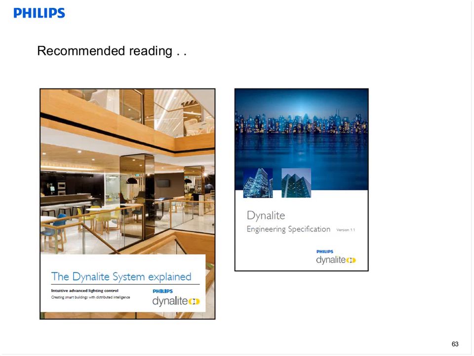I would recommend this one, Dynalite System Explained, relatively short, and gives you a good overview of key features of the Dynalite system. On the other end of the spectrum, we have the Dynalite Engineering Specification. Why do I recommend this? Because it's the kind of document that specifiers will want to see. It really explains in detail what functionalities you can expect from Dynalite. So again, this is found in the Dynalite site. And that takes me to the end of this brief overview.